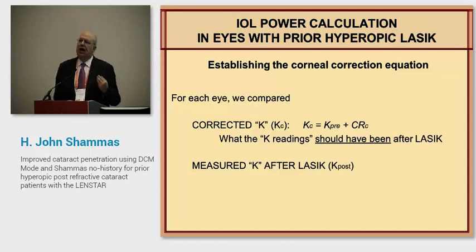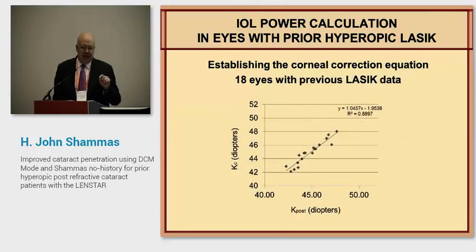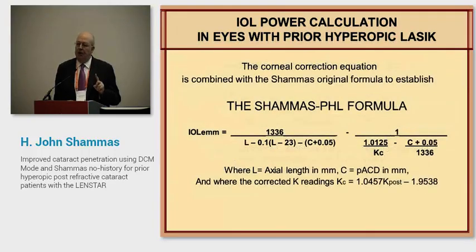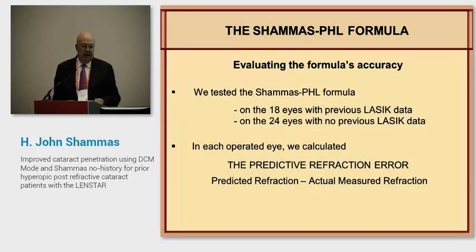So for each eye, we had the chance to compare the corrected K, which is what the K reading should have been after the hyperopic LASIK, with the measured K after LASIK. And we ended up with this beautiful graph and a regression equation, which becomes the corneal correction. This is the corneal correction equation that is to be used after hyperopic LASIK, and you put it with the formula, that's the way it becomes.